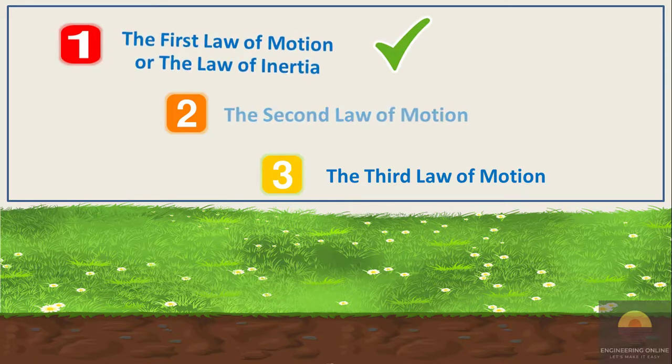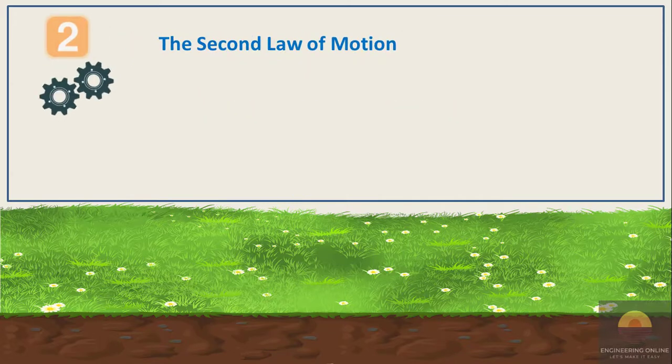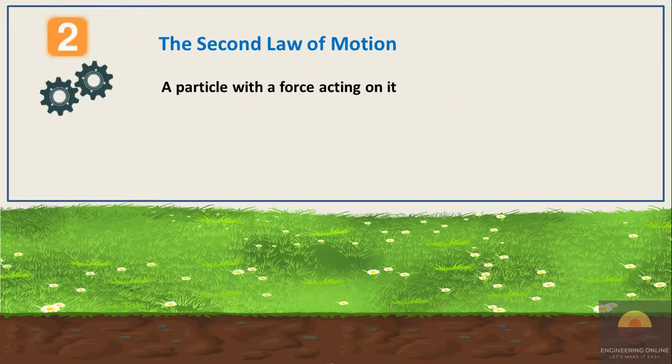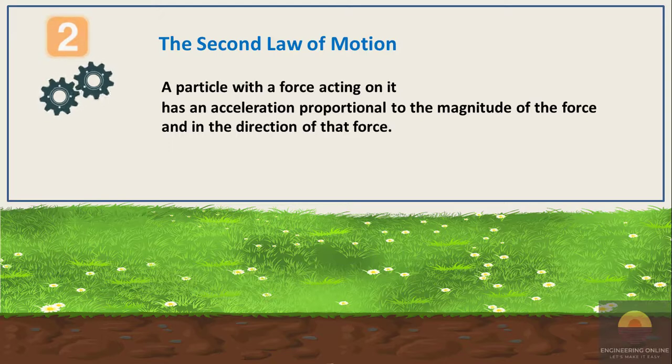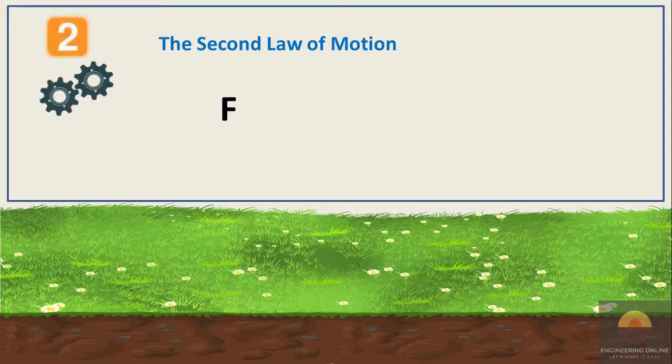Now, for the second law of motion. For Newton's second law, a particle with a force acting on it has an acceleration proportional to the magnitude of the force and in the direction of that force. Or simply, force is equal to mass times acceleration.